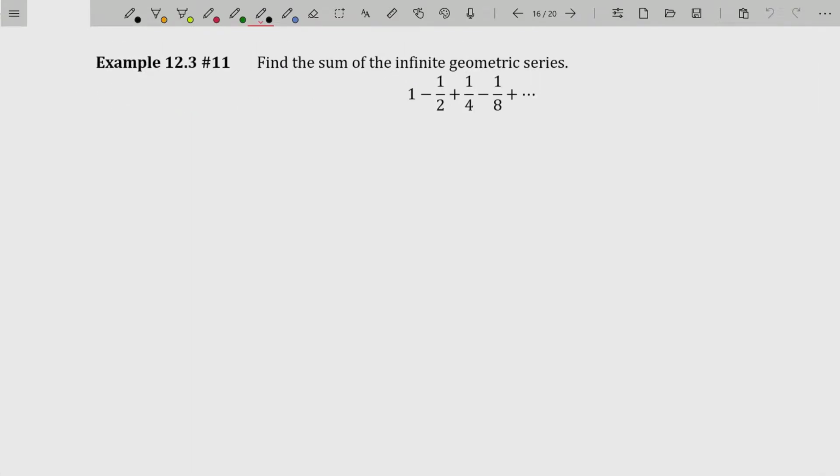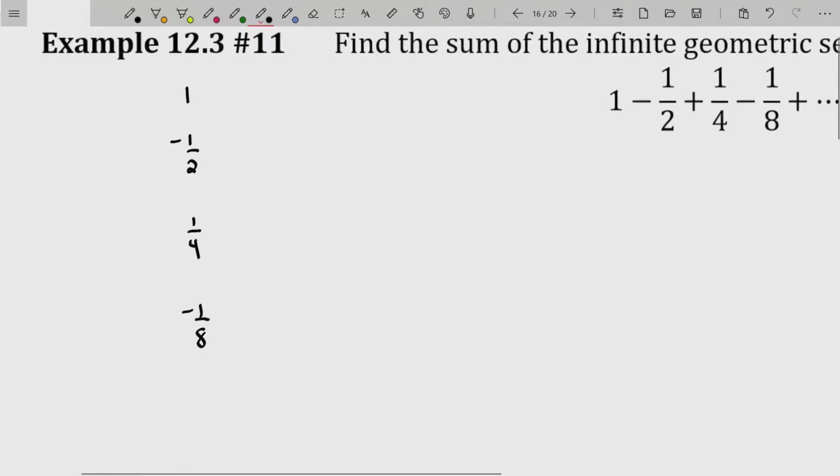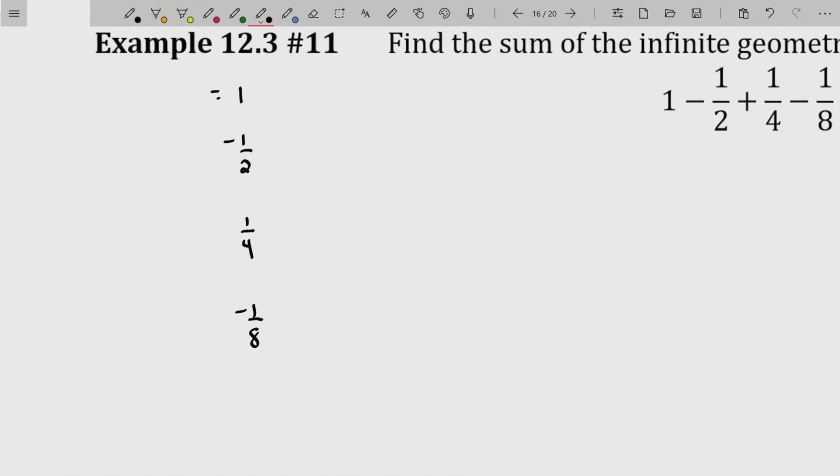And here we are with another infinite geometric series. Again, the same idea is we need to list out the terms. I just always do this because I think it's very important. So I'm going to list out the terms: 1, negative 1/2, 1/4, negative 1/8, and so on and so forth down the line. And this 1 is our initial value. And all we need to do is find out, what do we multiply by to get to the next term? Well, obviously we multiply by a negative 1/2.